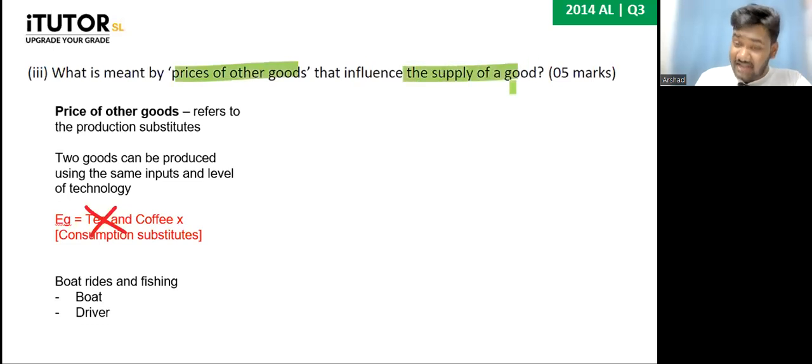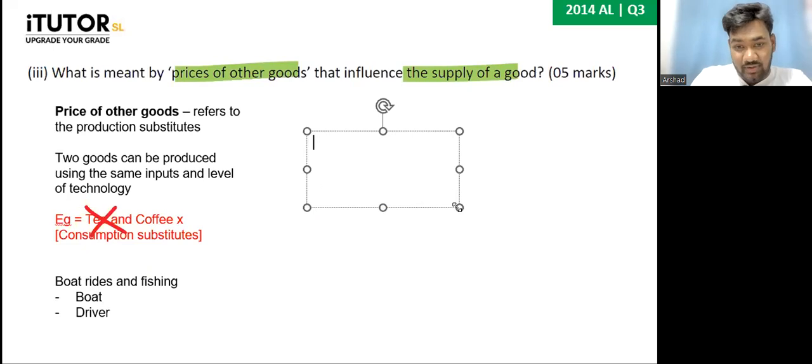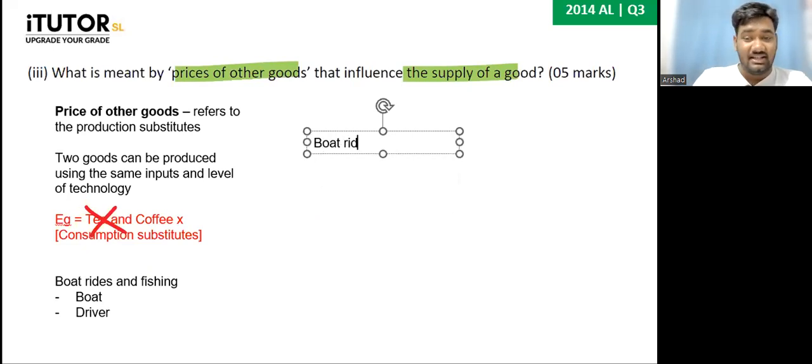That it's a production substitute. What is a production substitute? Two goods that can be produced using the same amount of inputs or the same type of input and the same level of technology. Now let's say your product is boat rides. You are living near the beach, supplying boat rides, taking some nice tourists who come to Sri Lanka these days on boat rides.